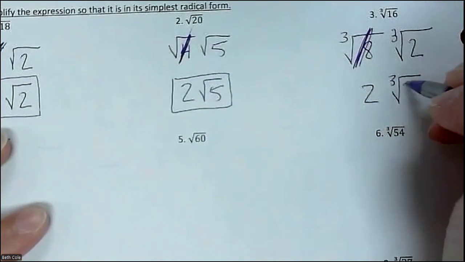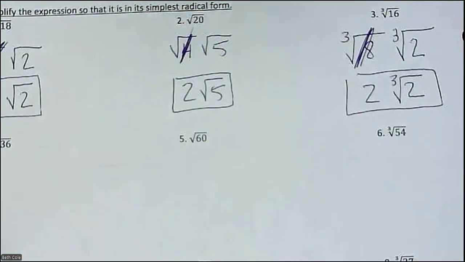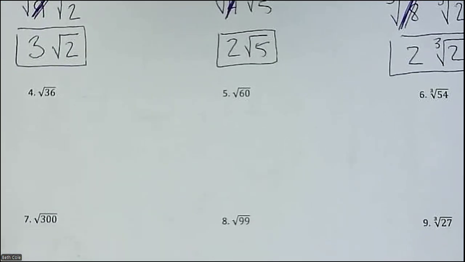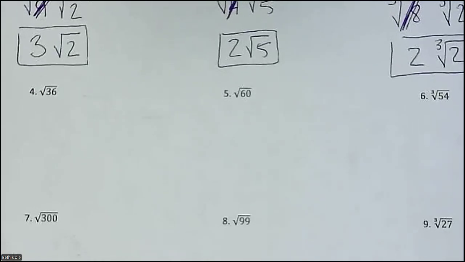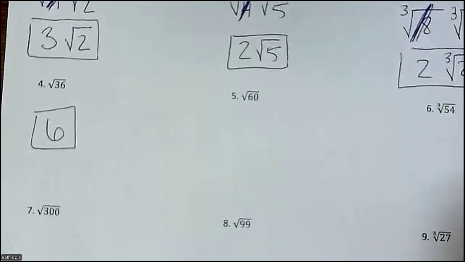Do you remember how to type cube root on the calculator? CBRT. Good job. Let's try a few more. 36. You don't actually need to split that into 2 houses. Why not? It's already on the list. What is your square root of 36? 6 is the answer. That's all you got to do.